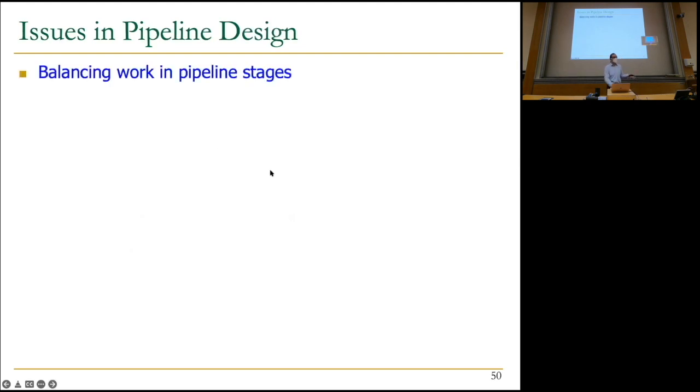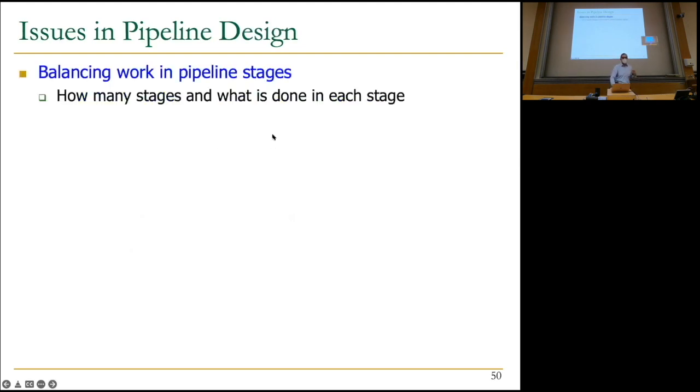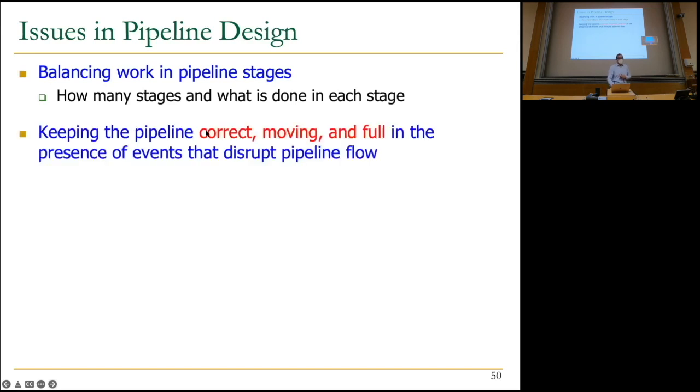How do you balance the work in pipeline stages? How many stages and what is in each stage? We're not going to talk about that anymore. But we're going to talk a lot about keeping the pipeline correct, moving, and full. And you really want all of that. Correct is a correctness issue, of course. Moving and full is a performance issue, in the presence of events that disrupt the pipeline flow.